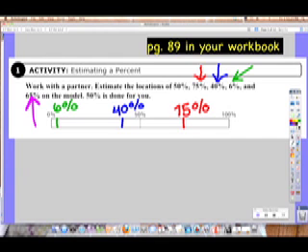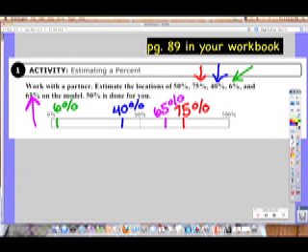Oh, she said more towards the 75. How come? Wow, Camille. She said closer to the 75 because it's only 10 from the 75, but it's 15 from the 50. How many of you agree with Camille's logic? Does that make sense? How many are like, I got this? Just estimating? Okay, let's do another one then.